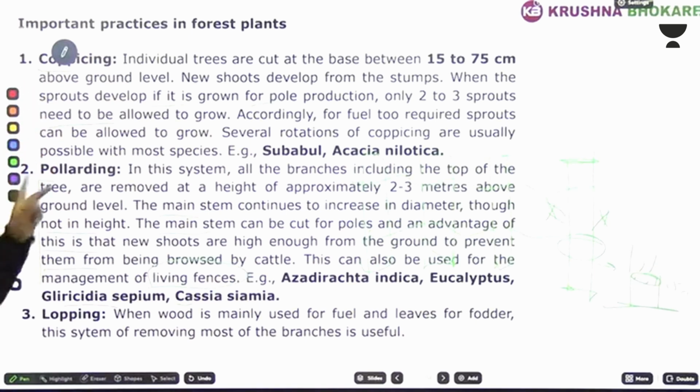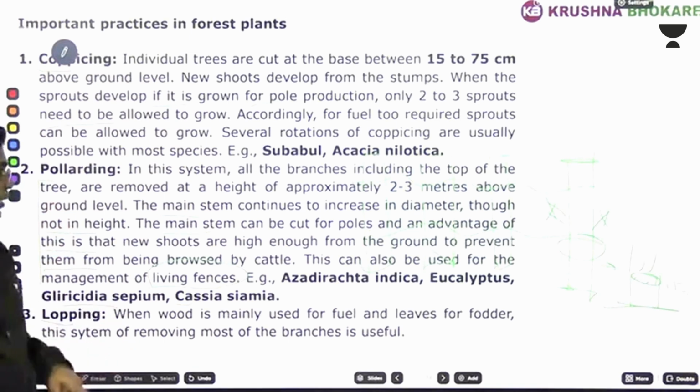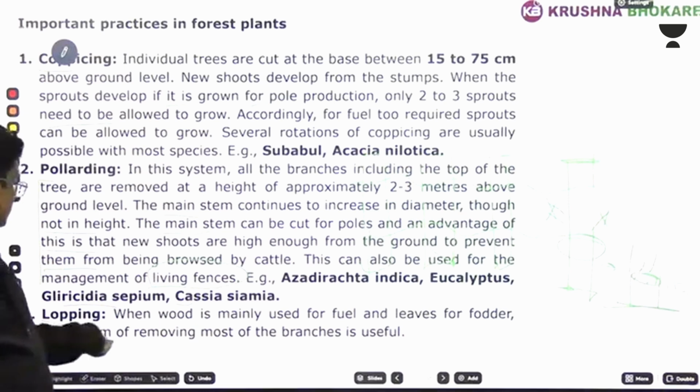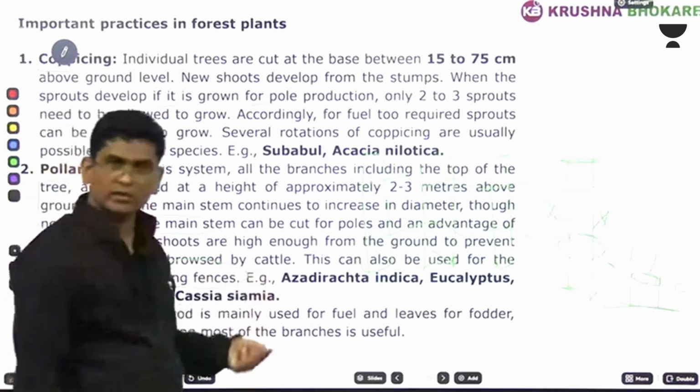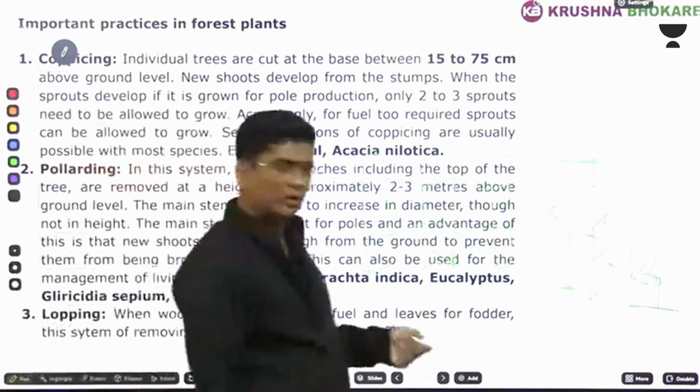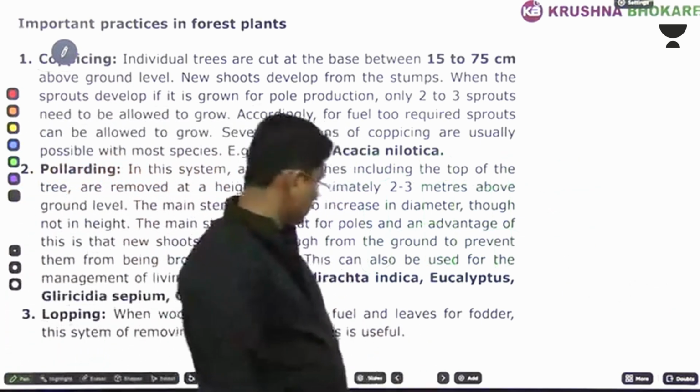They may ask you for 2 marks: explain the terms. Then lopping. When wood is mainly used for fuel and leaves for fodder, this system of removing most of the branches is called lopping. Every season they are removing the branches either for fuel or fodder. It is called lopping.